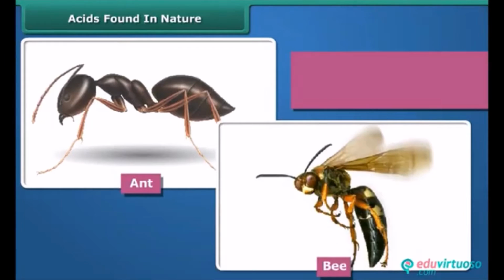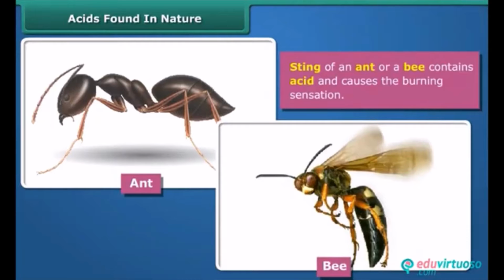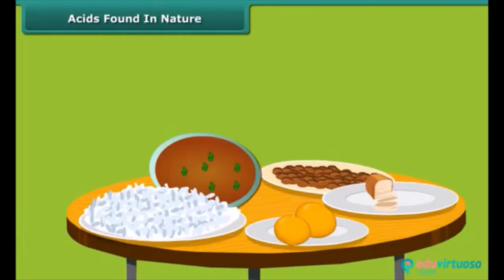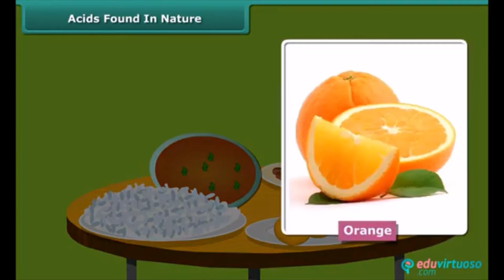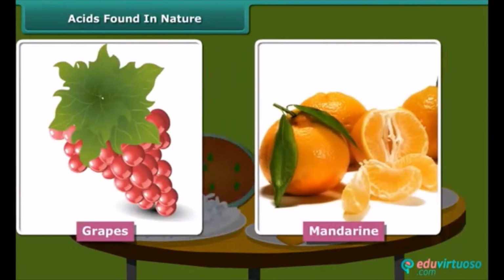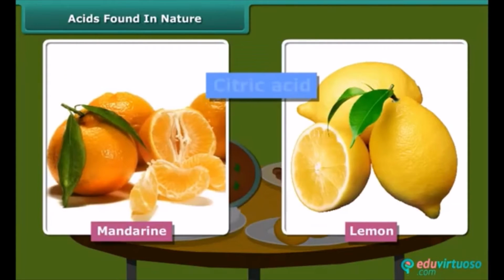Have you heard that the sting of an ant or a bee contains acid and causes a burning sensation? Different food items contain different acids. Citrus fruits like orange, grapes, mandarin, lemon, etc. contain citric acid.